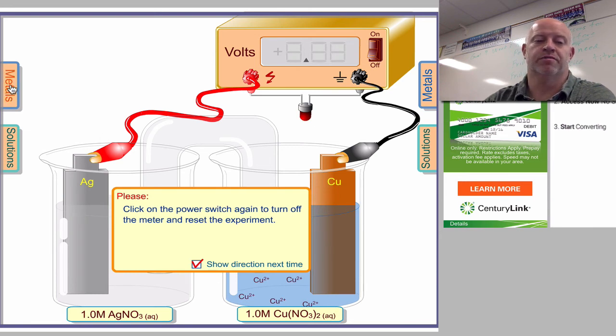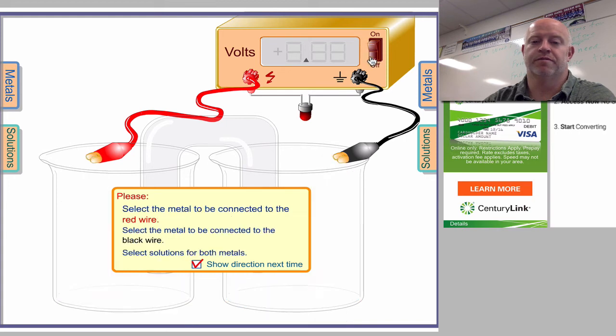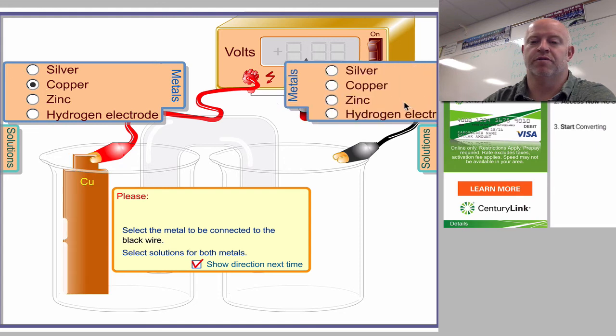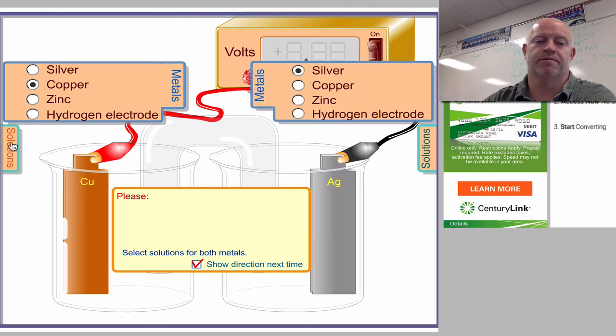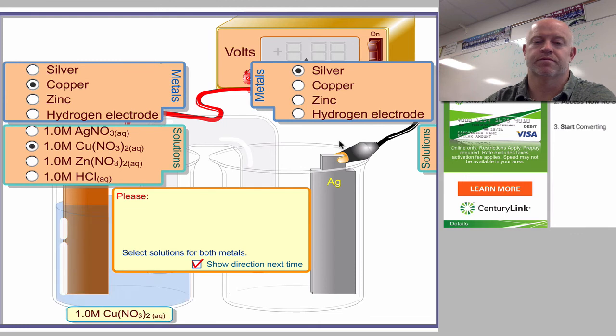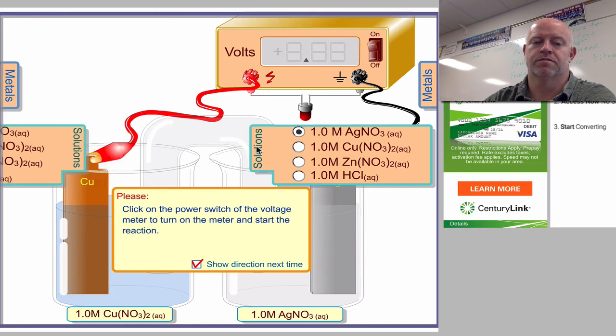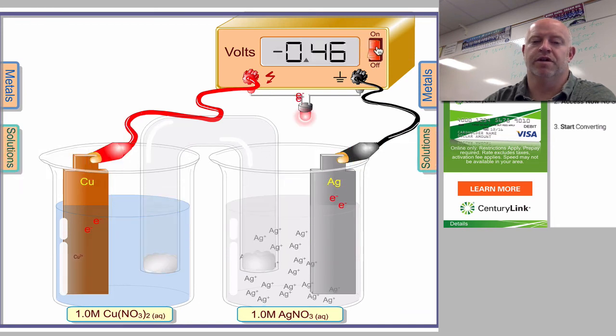If we were to flip the scenario where we turn our switch off, and let's say we put copper on this side, and we put silver on this side, and then we turn this thing on. Now we can get electricity to flow in the other direction. So notice how now it's a negative voltage instead of a positive voltage, and now we're losing electrons here, so we're being oxidized. So this is our anode. Here we're gaining electrons, so this is our cathode, or being reduced.